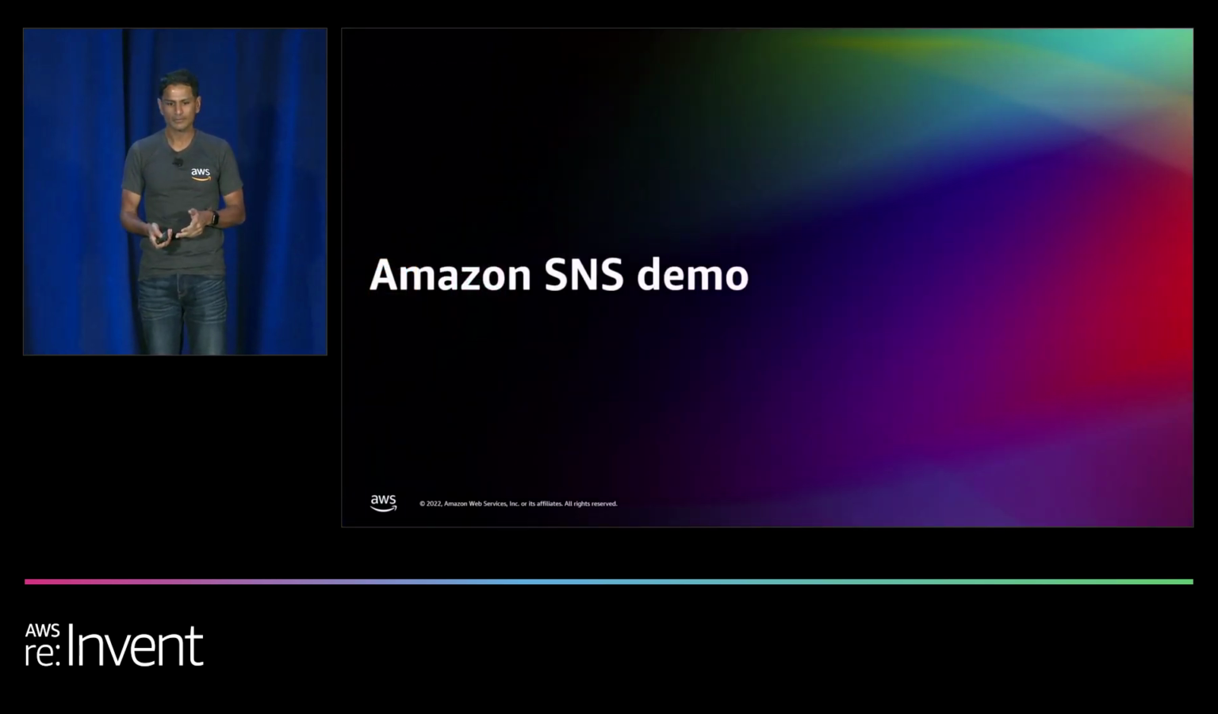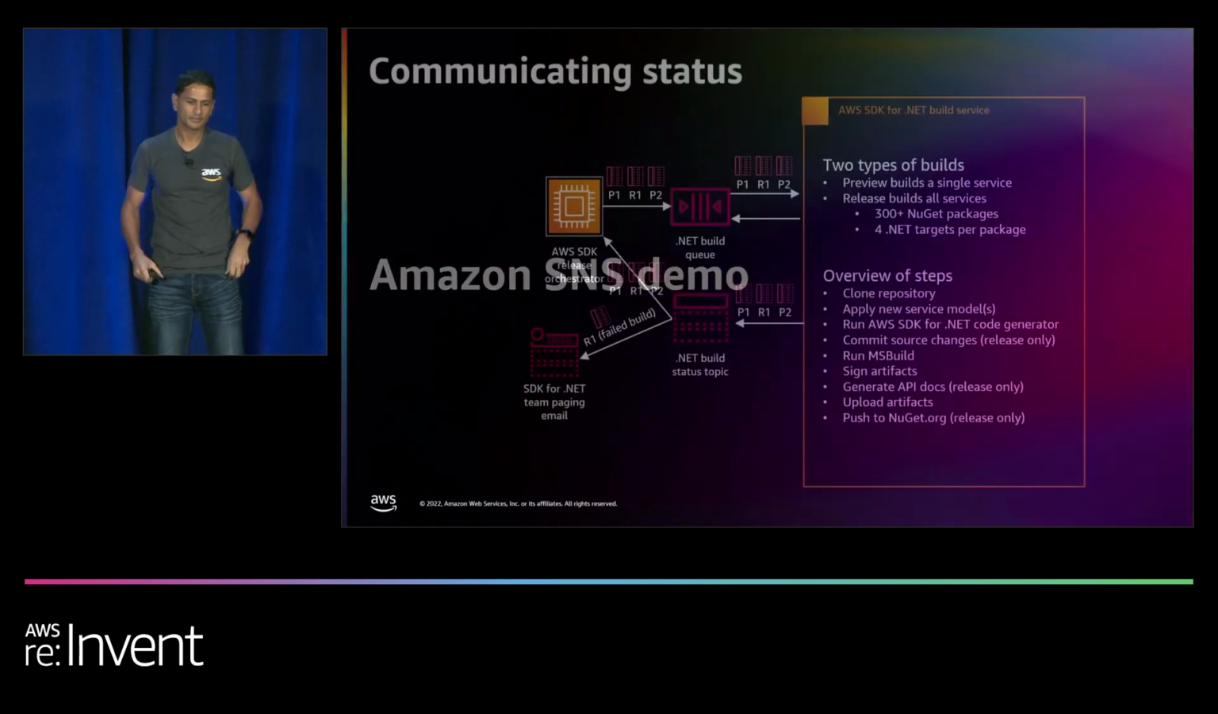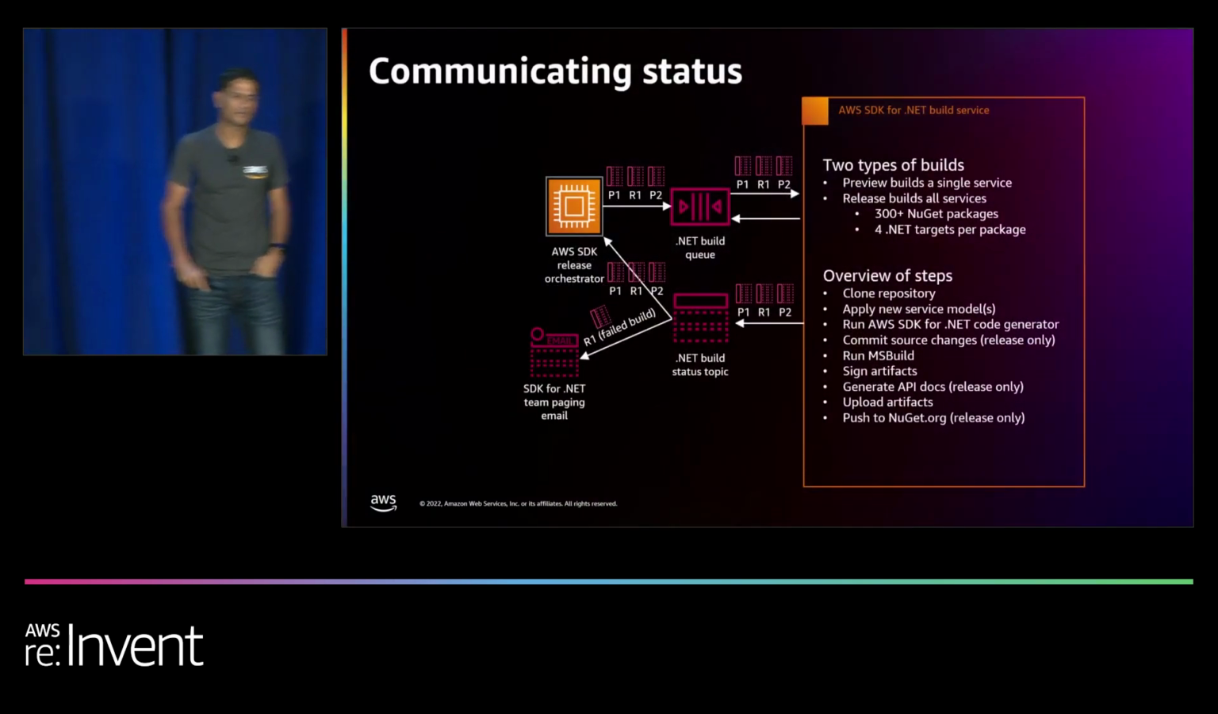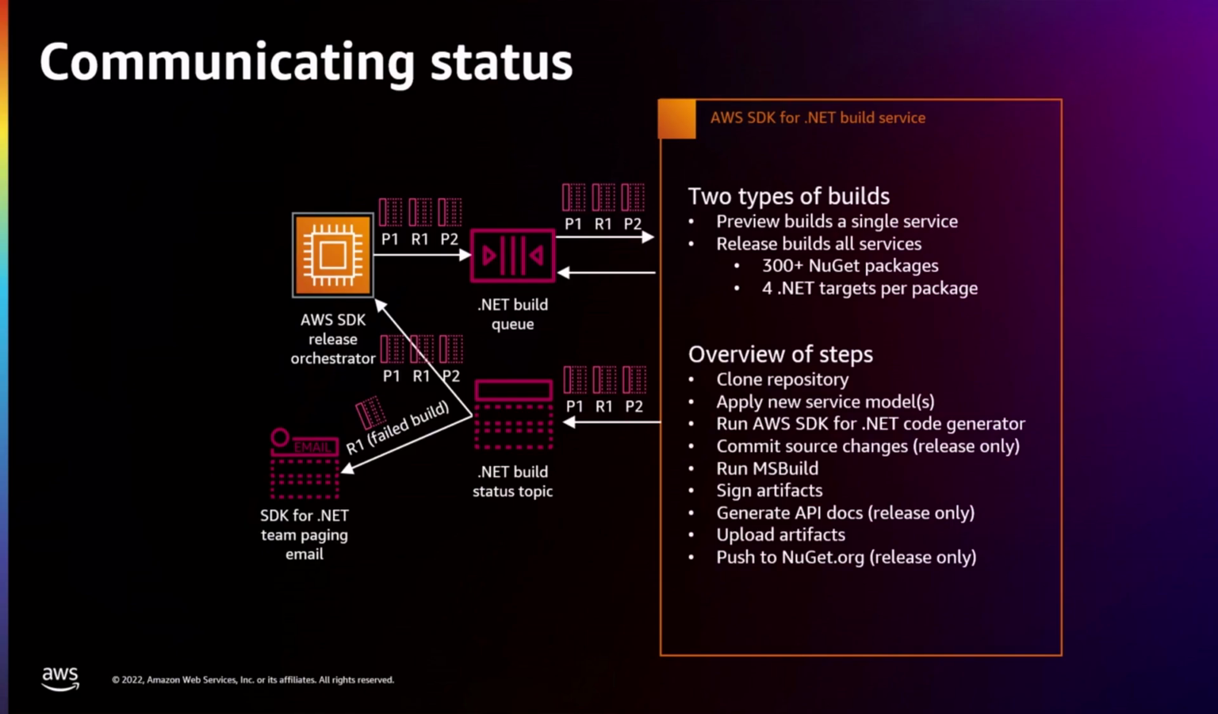All right. You can switch me to the next one. So the last demo, we talked about how our .NET build system is pulling messages from our SQS queue from our release orchestrator. But now we need to complete the loop. We need to go back and tell the release orchestrator that, hey, we are done. We've done the build, and whether it's successful or not.